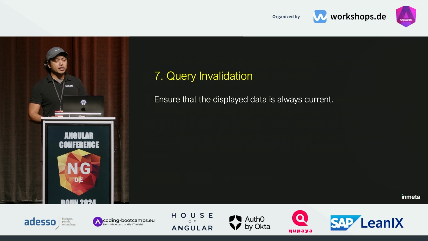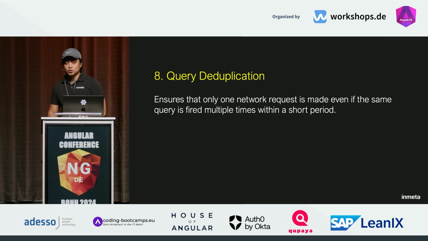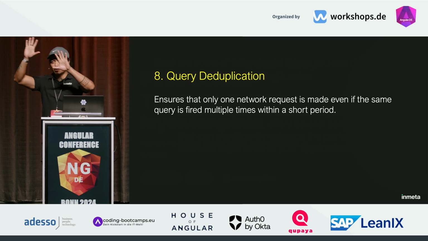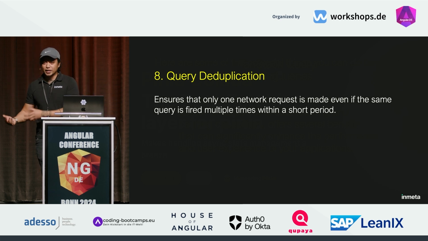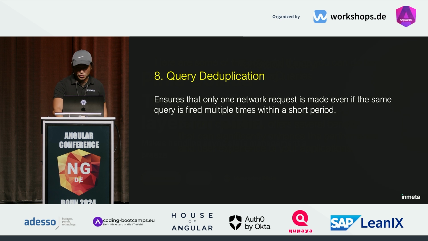Query invalidation ensures that displayed data is always current. It's just going to tag that this is not fresh anymore and refetch it. Query deduplication, you'll see it later in the demo. It's better if you can see it right in an application than in code, than in theory.